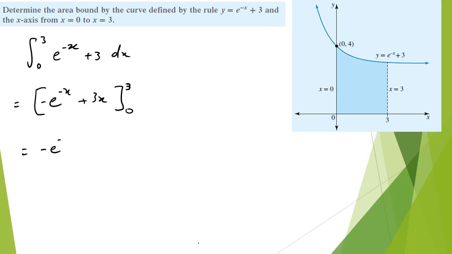We get negative e to the power of negative 3 plus 3 is 9, and e to the power of 0 is 1, so we have minus 1 plus 0. So this becomes 8 minus 1 over e cubed.